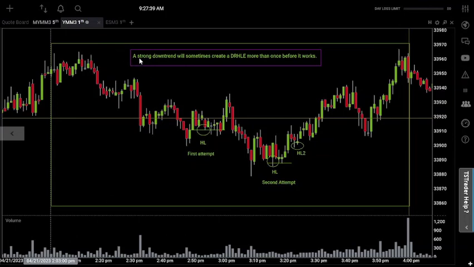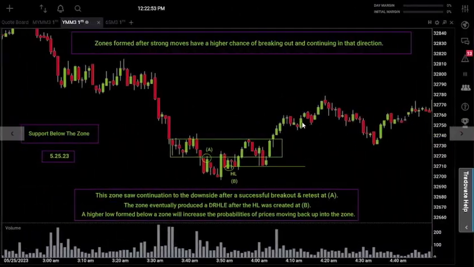So look at this. A strong downtrend will sometimes create a downtrend reversal higher low established more than once before it works. Now notice on this day, we had our first attempt right here where we established a reversal, a higher low, and then we tried to move away, but prices got rejected and the selling was not over. We still had one more leg left to go. But from that point forward, we saw a low get established, a higher low that also came out of a zone, kind of like we did today. And then from that higher low, we pushed up, retested the zone one more time, and then continued to move to the upside.